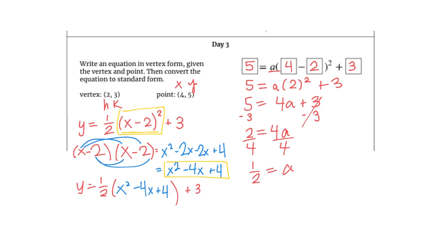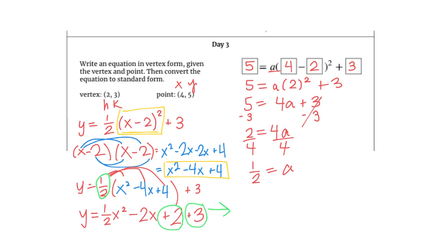So now all we have to do is distribute out this 1/2 and then combine the like terms. So when I do that, I will get y equals, and then 1/2 times x squared is 1/2 x squared. 1/2 times negative 4x is minus 2x. 1/2 times 4 is plus 2. And then we have that plus 3 at the end. So our last thing to rewrite this is just combine the like terms at the end.